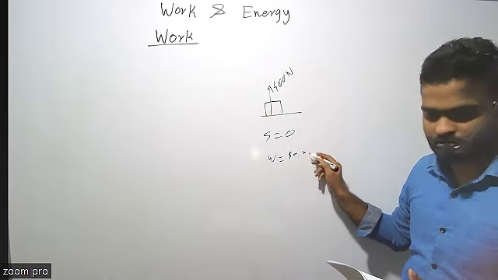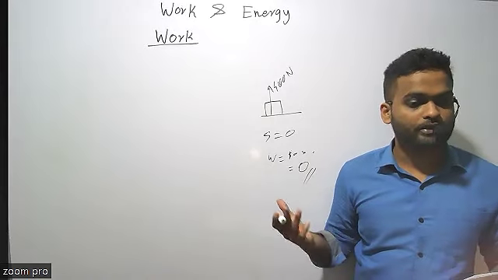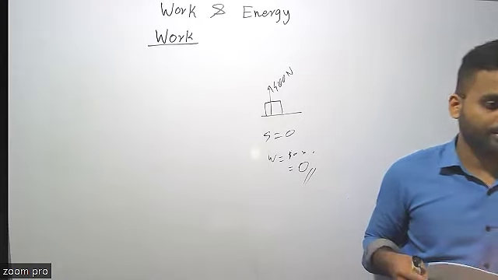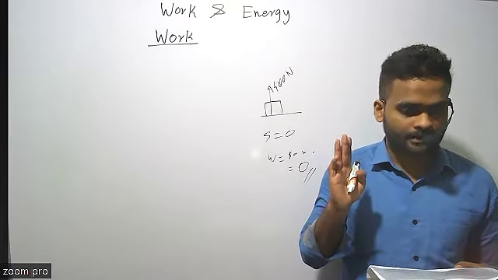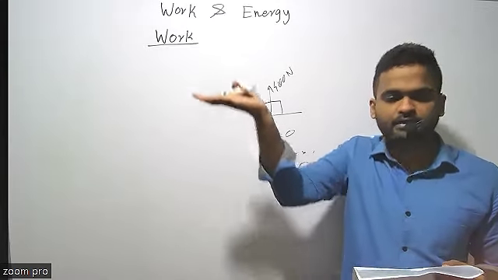5000 times 0. So the work is 0 there, right? You are not doing any work. So the answer should be the fifth one, right? That's why I gave you that question. Understood, right? The answer is the fifth one. You are just holding it. You are not moving the force.